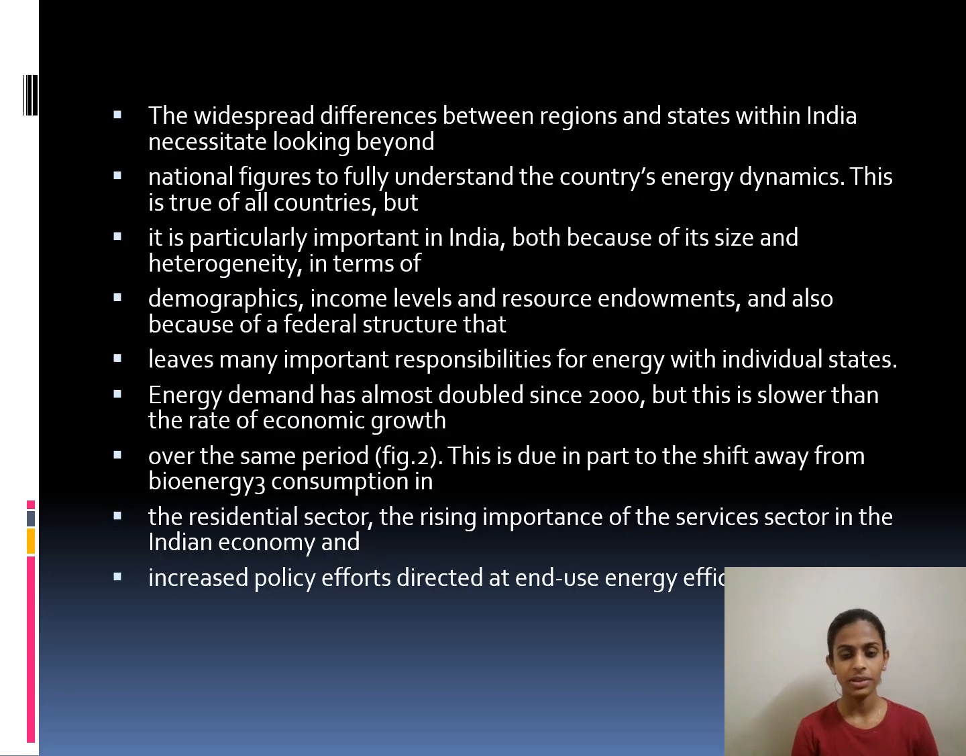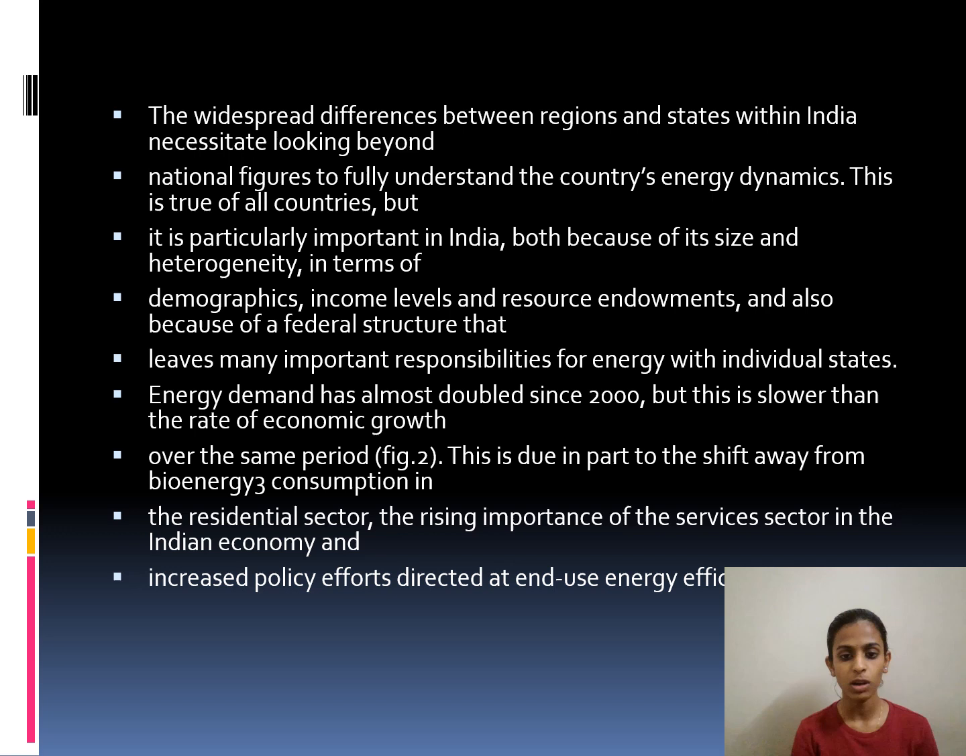The widespread differences between regions and states within India necessitate looking beyond national figures to fully understand the country's energy dynamics. This is true of all countries, but it is particularly important in India, both because of its size and heterogeneity in terms of demographics, income levels, and resource endowments, and also because of the federal structure that leaves many important responsibilities for energy with individual states.